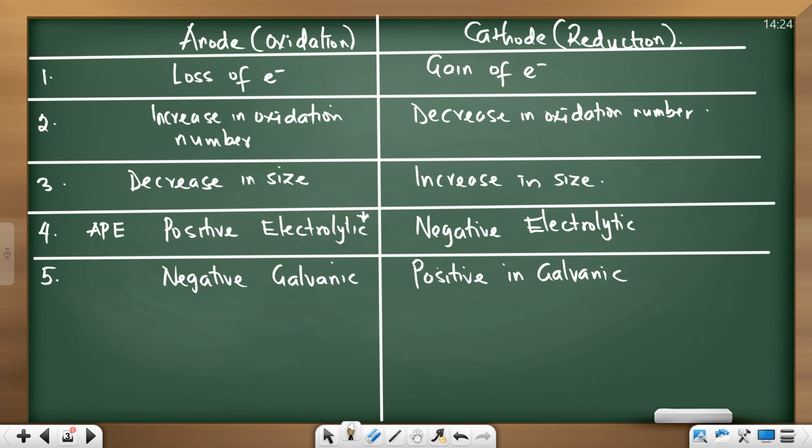All right, anode is positive in the electrolytic, therefore it's negative in the galvanic. So if anode is positive in the electrolytic, then it's negative in the galvanic. And then the other one would be the opposite. Okay.